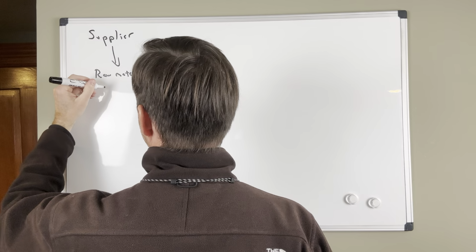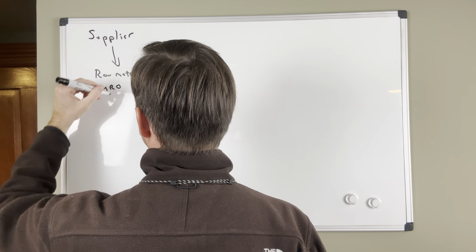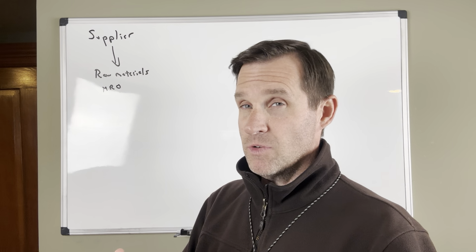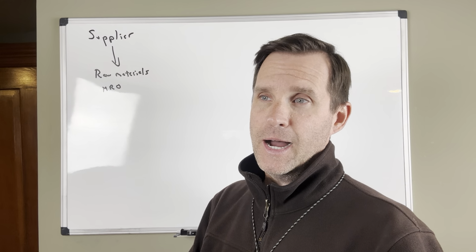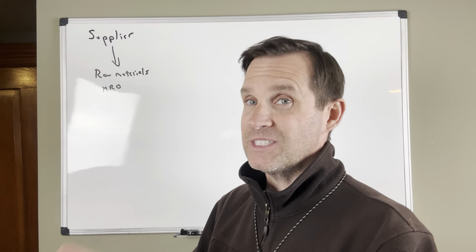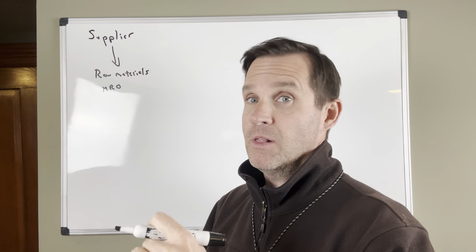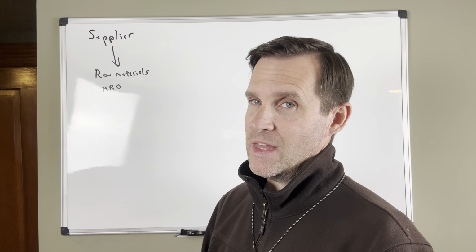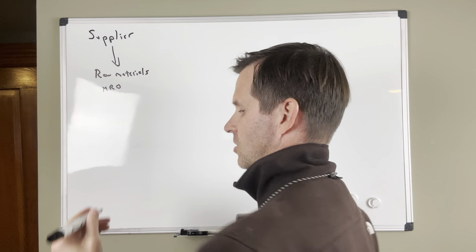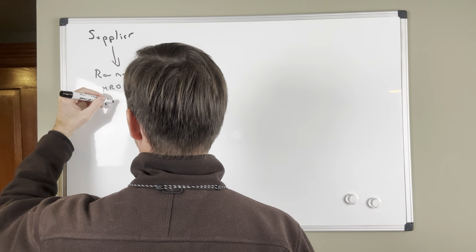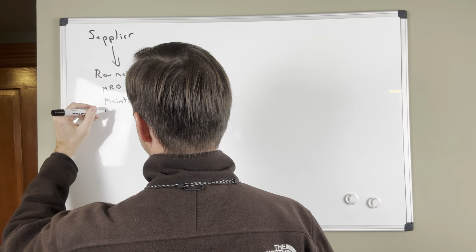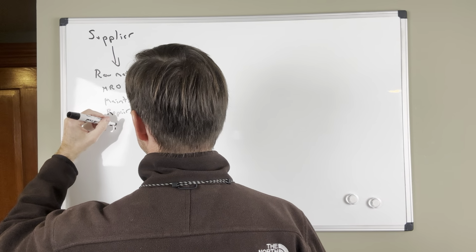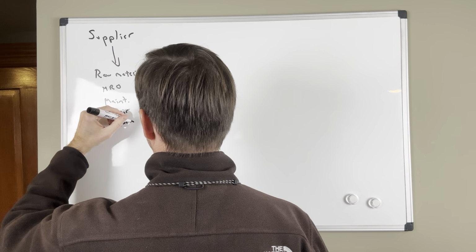And then MRO. All that stands for is materials that are needed to maintain, repair, or operate for a manufacturer. Like maybe they have parts they need to keep lines running in their manufacturing plant. Maybe they need certain tools that they have to have in that plant to make sure when something breaks, they can fix it. So I'll just abbreviate: M is for maintenance, R is repair, and O is operating.